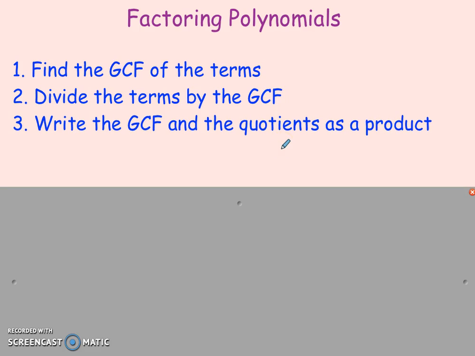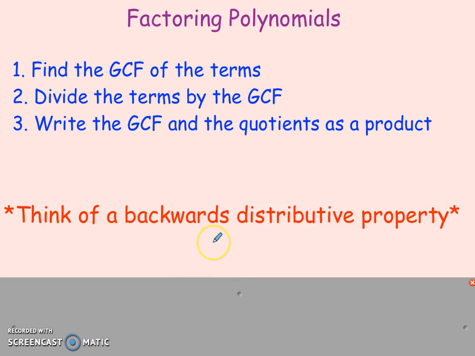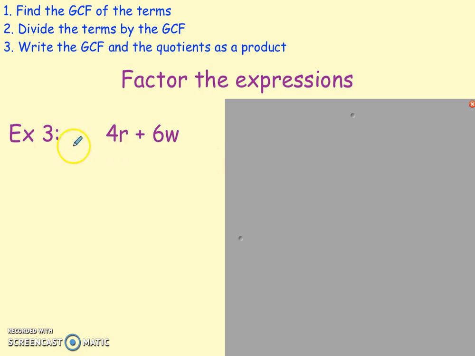This sounds a lot more complex than it actually is. I want you to think of your goal being a backwards distributive property. We're undoing the distributive property. For this example, I've got 4r and 6w. I need to find the greatest common factor of these terms. Between 4 and 6, my greatest common factor is 2. Between r and w, nothing divides both other than 1, so 2 is my only greatest common factor.